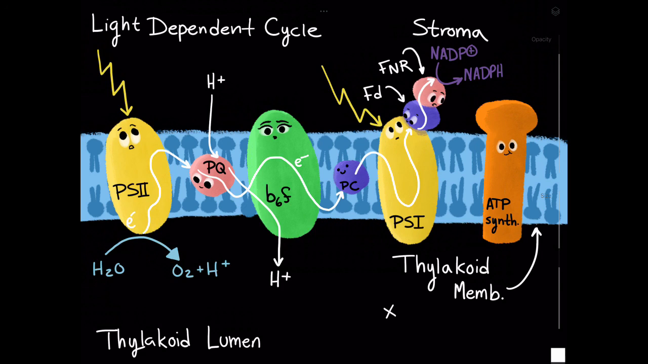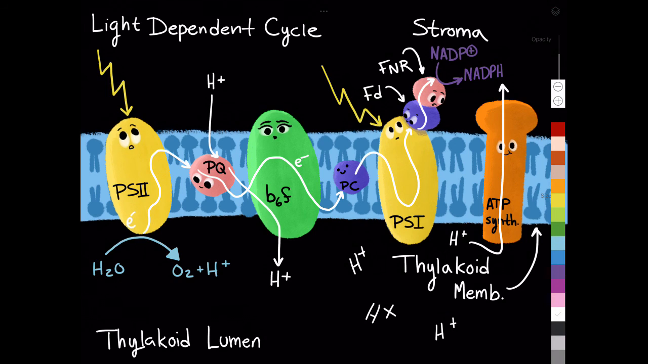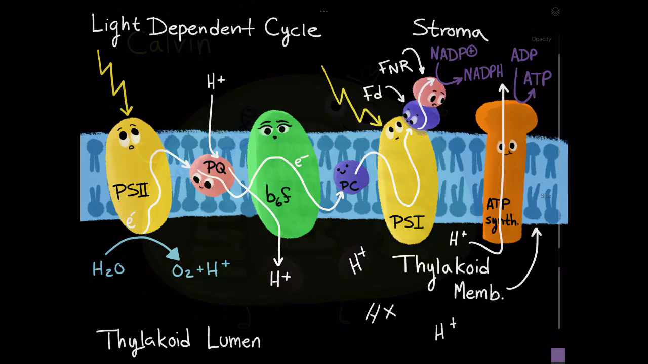And this proton gradient, so we have a ton of protons in the thylakoid lumen, which is going to mean we have a really low pH in the thylakoid lumen. Remember, more protons means a lower pH. And those protons are going to want to go to the stroma because there's not a lot of protons in the stroma. And that movement of protons through ATP synthase is going to power the formation of ATP from ADP. So we have our adenosine diphosphate, ADP, and ATP synthase is just going to combine that with a phosphate, making high energy ATP.